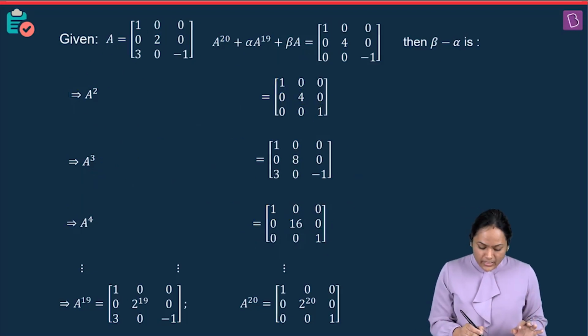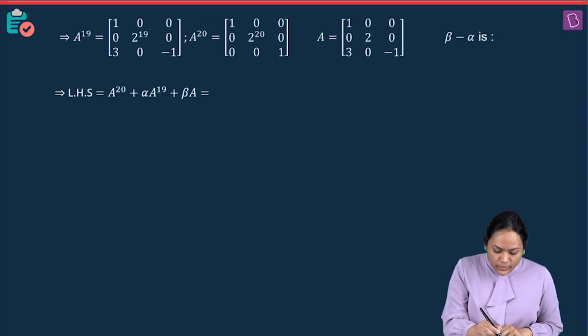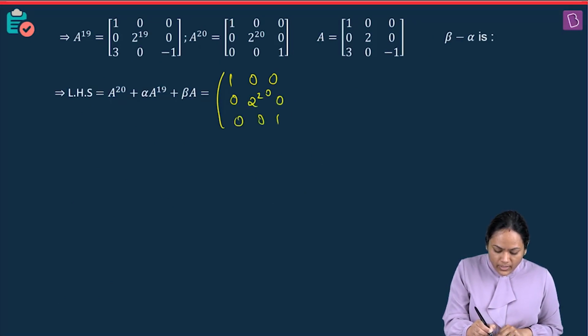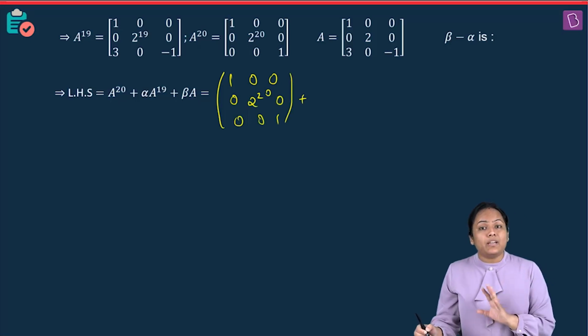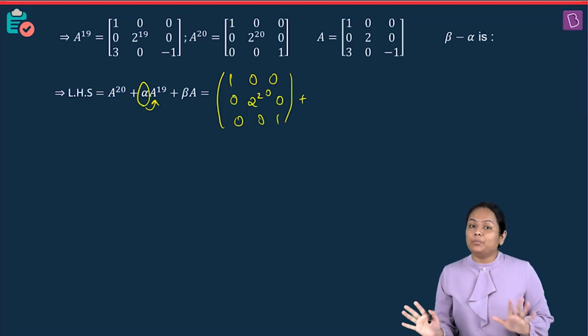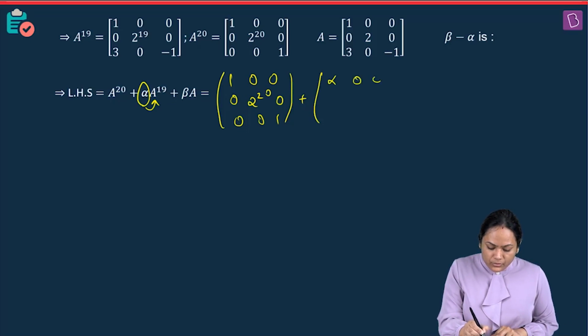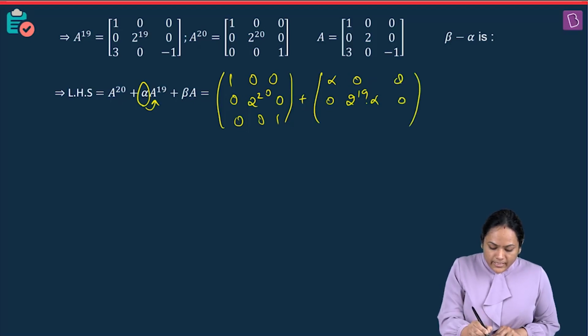Clear? Okay. So when we substitute, in the left hand side, it's going to give me a raised to 20, which is 1, 0, 0, 0, 2 raised to 20, 0, 0, 0, 1. Then I have alpha times a raised to 19. So when I multiply alpha with the matrix, all the elements will get multiplied by alpha. So my alpha a raised to 19 is going to become alpha 0, 0, 0, 2 raised to 19 multiplied by alpha. And then I have 0. Then it is 3 alpha 0 minus alpha.